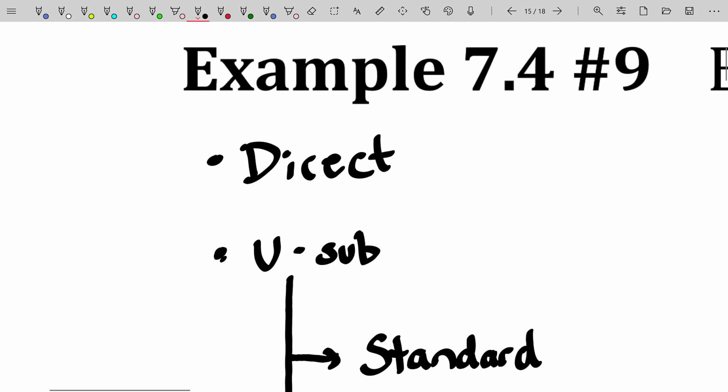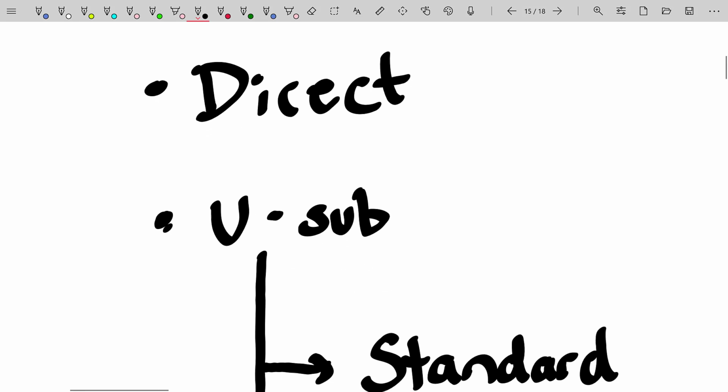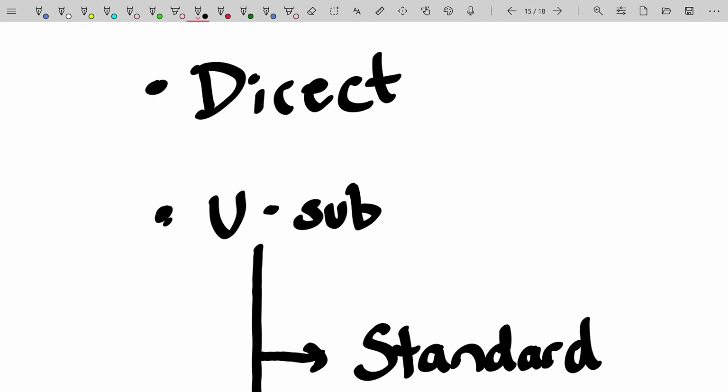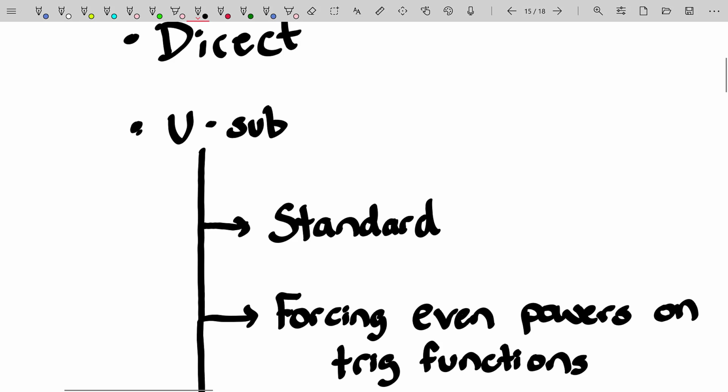point. You should already know direct integration, obviously, because if you don't, well, you're not in Calc 2. You should also know basic or standard U substitution because you learned that in Calc 1. And then you learn new techniques like forcing even powers on trig functions. That's always very powerful. And by the way, I never really mention it in my videos, but when I say forcing even powers on trig functions, there is one exception, technically two, and that's when you have the products of secants and tangents or cosecants and cotangents.